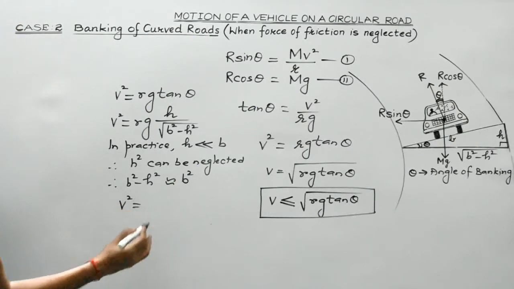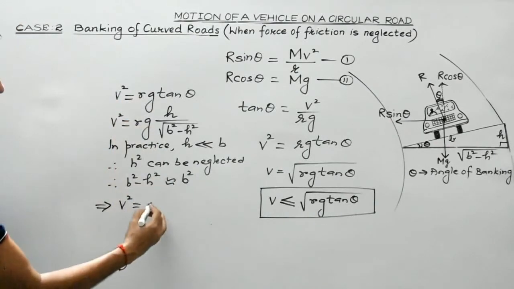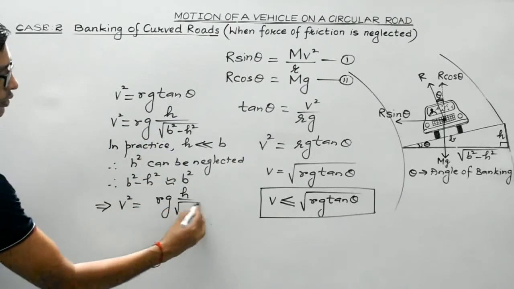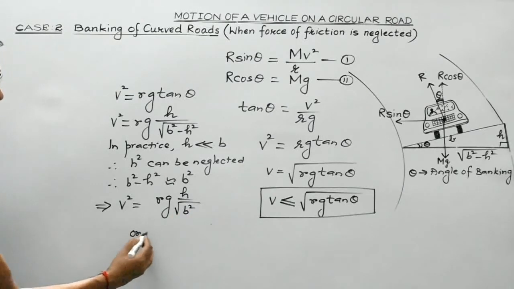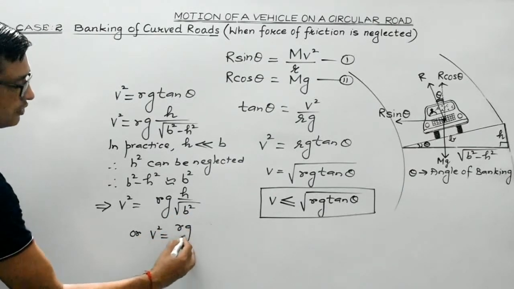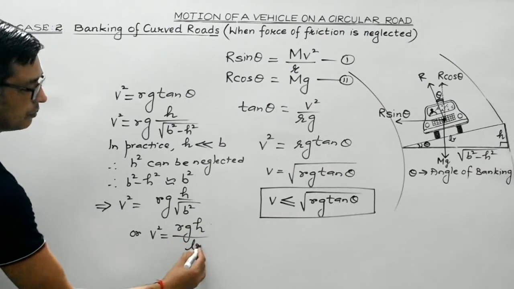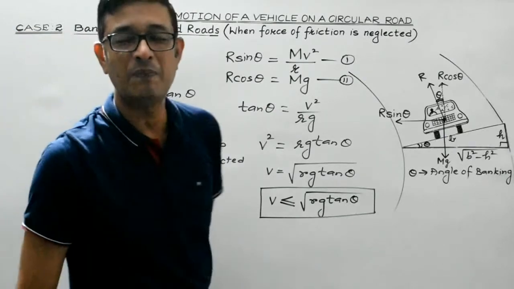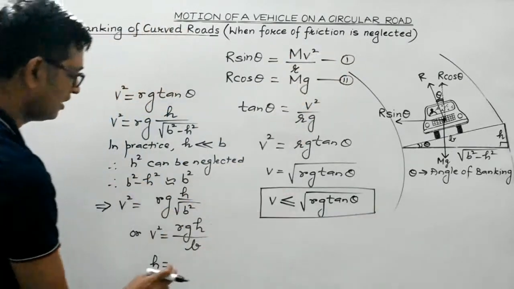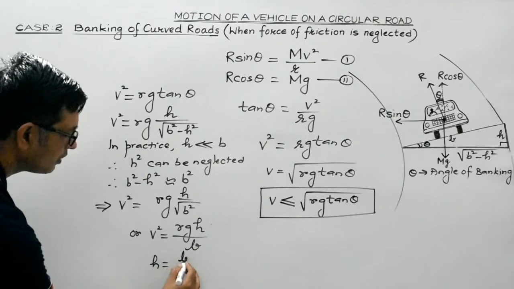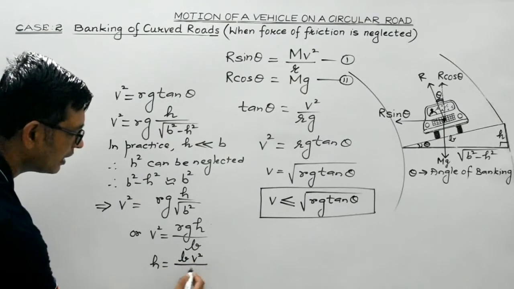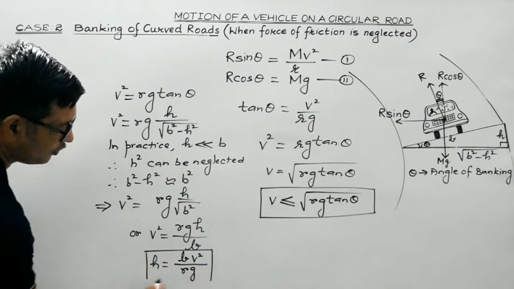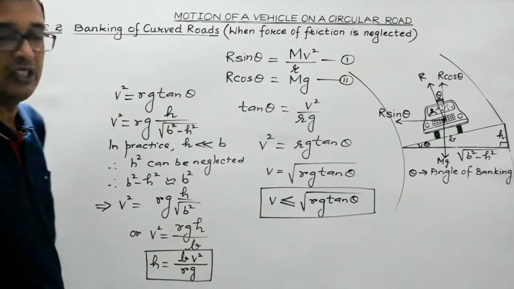Thus, we get v square is equal to rg h by square root of b square, or v square is equal to rg h divided by b. Therefore, the height through which the outer edge of this banked circular track is to be raised is given by b square divided by r into g. So this is the expression for h in terms of r, b, v and g, right?